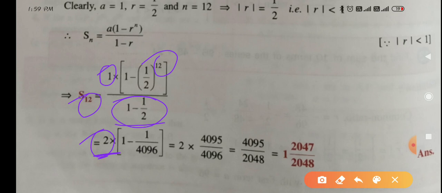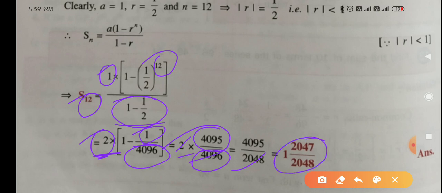1 to the power 12 is 1. 2 to the power 12 means 4096. When you simplify, 2 multiplied by 4095 upon 4096. Now you multiply by 2, so you can divide the denominator by 2. So 4095 by 2048. When you convert it into a mixed fraction, 1 whole 2047 upon 2048. This is the sum of 12 terms of the given GP.